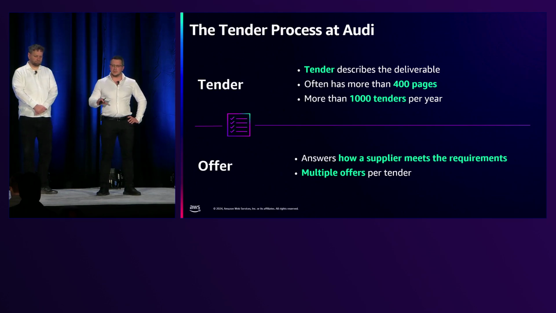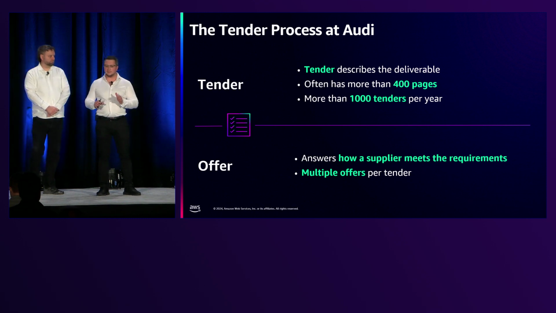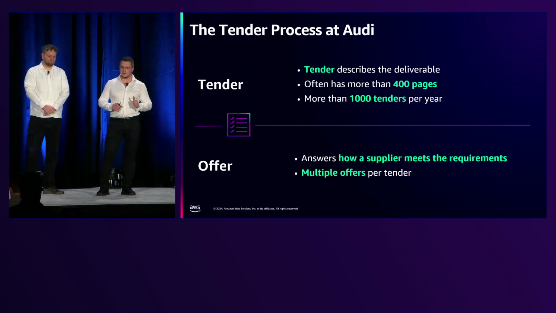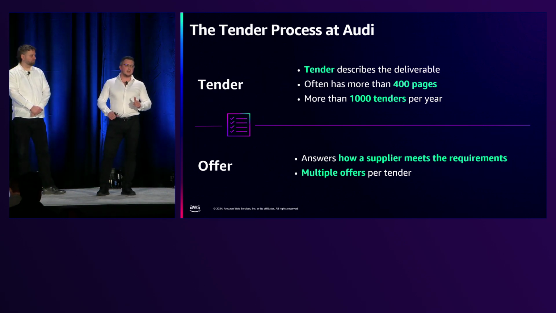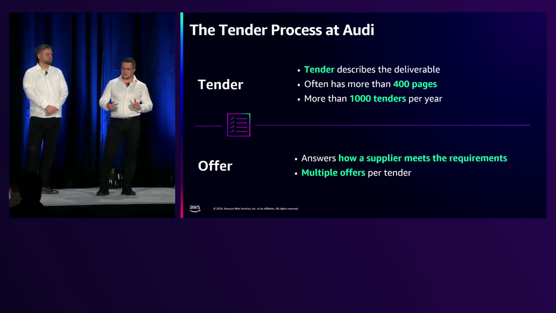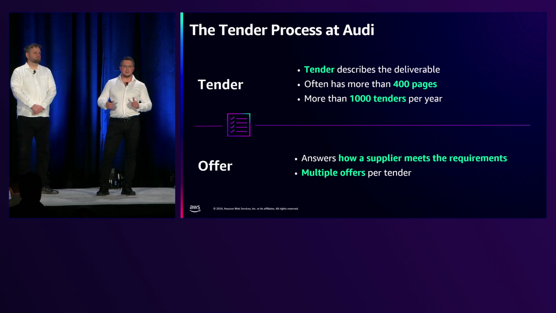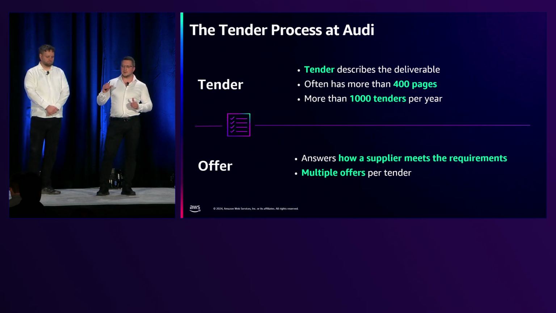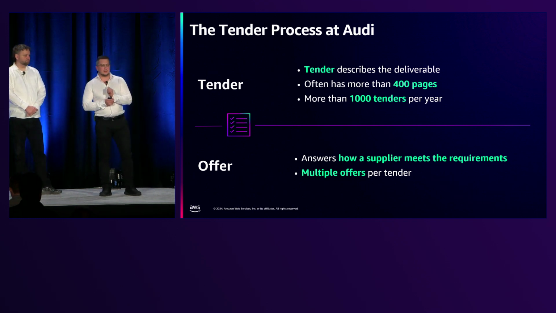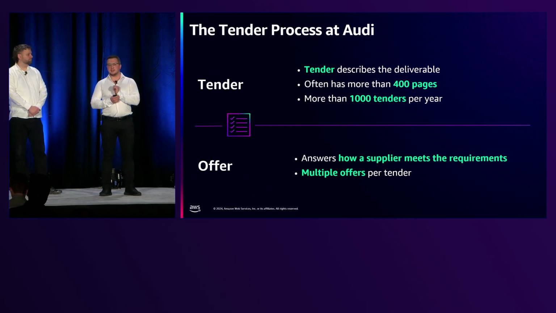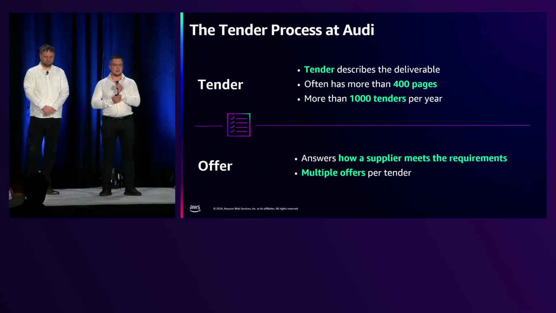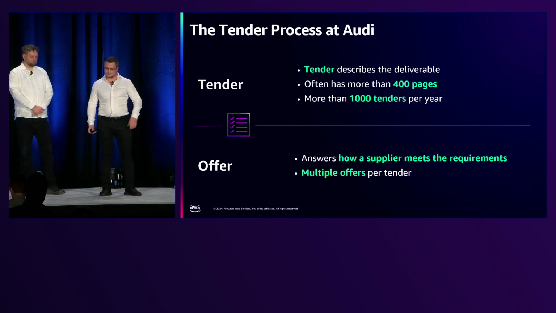And just to give you an overview, we're talking only about the planning department of Audi here. We have far more than 1,000 tenders per year. And the problem becomes even bigger if the potential suppliers respond to our tenders here. We get multiple offers per tender. We're talking here about 5 offers up to 50 offers per tender. And trust me, matching those offers to our tender is very labor intensive.